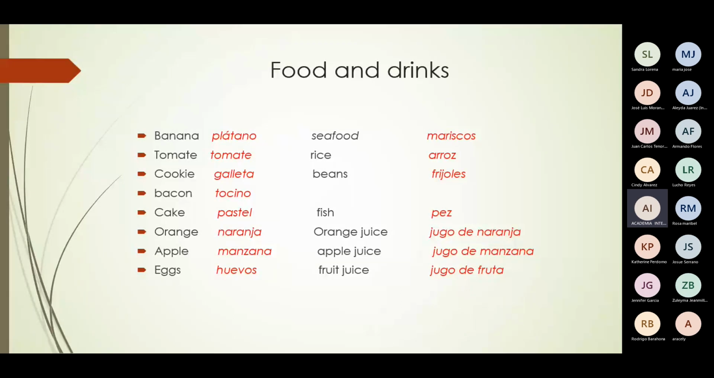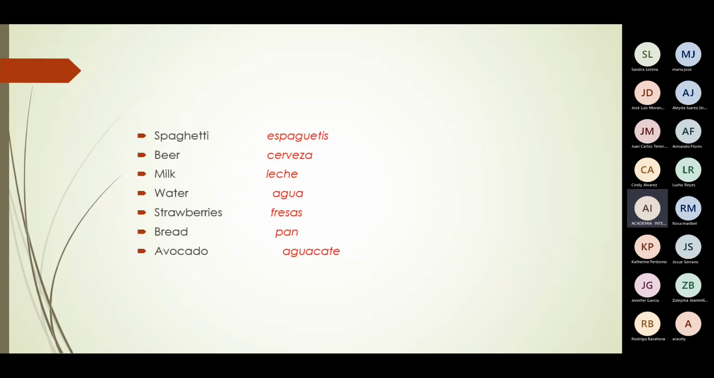Las fresas, fresas. Jugo de fresas, strawberries juice, ¿verdad? Strawberry juice, fruit juice. Those are like words about food and drink. So now we have spaghetti, beer, milk, water, strawberries, bread, avocado. Avocado, que es el aguacate. Son palabras muy sencillas que a veces no son muy utilizadas, pero sí se usan y es importante saber, la verdad.